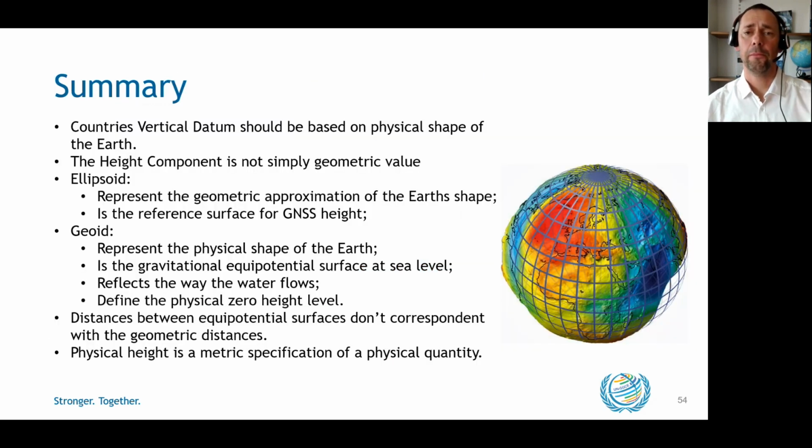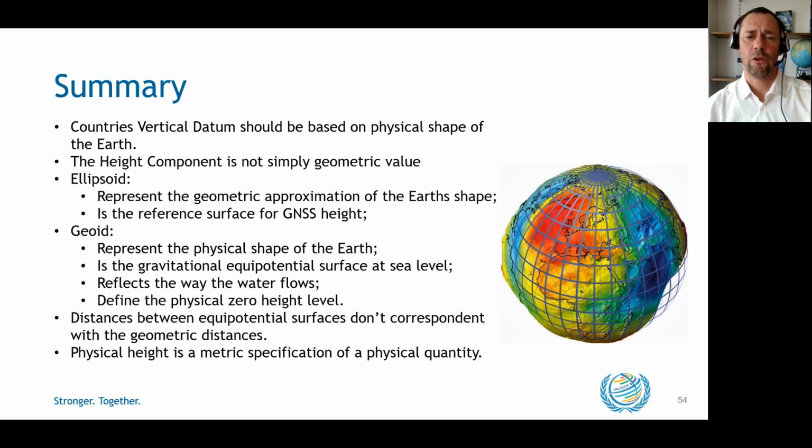With these practical examples, we come to the end and summarize today's lessons related to the height systems. Any country's vertical datum should be based on the physical shape of the Earth. The height component is not simply a geometric value. The Earth can be represented by two different surfaces. The ellipsoid, which represents the geometric approximation of the Earth's shape, and is the reference surface for GNSS height, which cannot account for gravity.